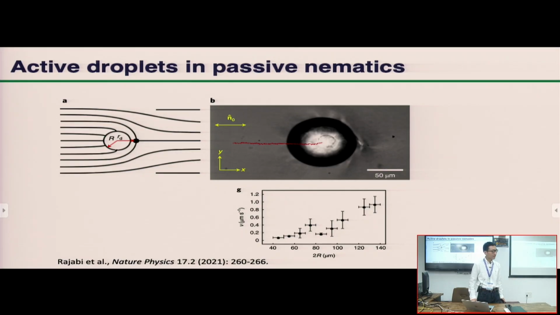It's the opposite of passive droplets in active nematics. It's an active droplet in passive nematics. You can do the opposite experiment, yes. Will it develop different results?